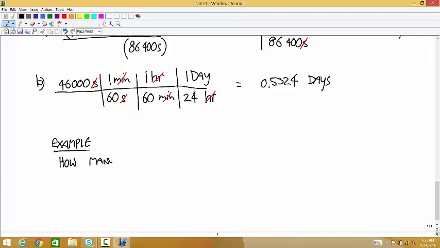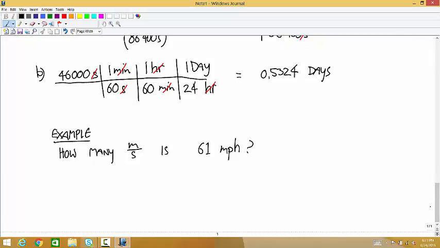So how many meters per second is 61 miles per hour? Our original measurement is 61 miles per hour, which means miles on top and hours in the denominator. Oh, and I need to give you some values before you can do this.